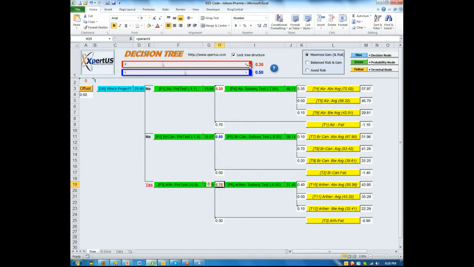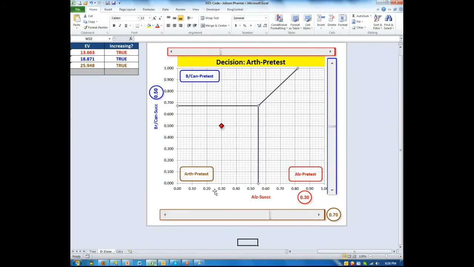And of course, as before, the scroll bars, the red is just the 30% probability here, the 50% is with the blue. And if we go to the zone map, you will see the arthritis pre-test is actually locked in at 70% for the moment. We can certainly move it further and you will see the triple point moving away. The diamond pointer tells us if we have a 30% success level for Alzheimer and a 50% success level for breast cancer, we should focus on arthritis pretest.